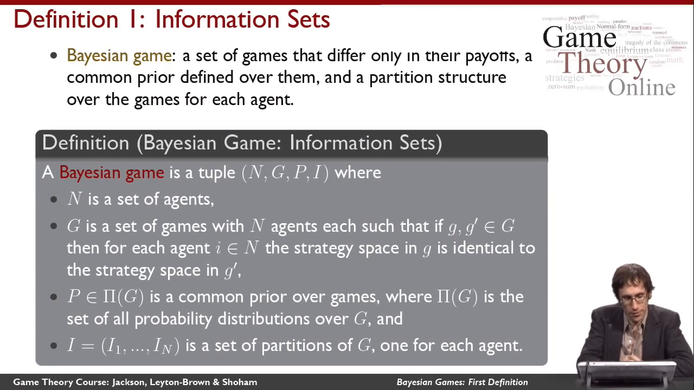Then P is going to be an element of the set of all possible probability distributions over games. This is going to be our prior distribution. So this is going to tell us how likely each of these games from the set G is. And finally, we're going to have a set of partitions of G, one for each agent. So this is going to be a set of equivalence classes that will say, from the point of view of an agent, certain games are indistinguishable from each other and others are not.